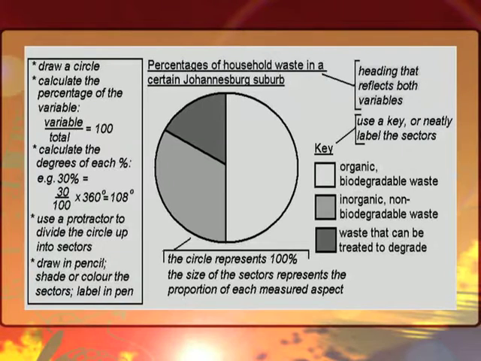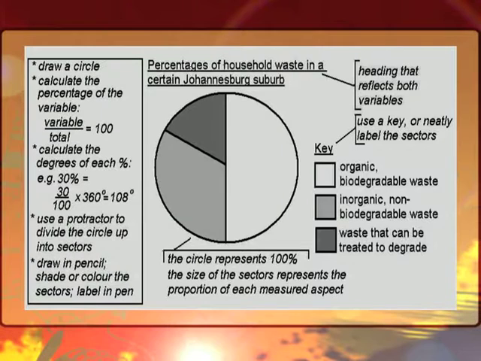Now, in order to draw a pie chart, you need to make sure that your data is in percentages. If it is not, you need to convert it into percentages. In order to calculate the percentage of the variable, divide the variable amount by the total of that variable and multiply the answer by 100. That will give you the percentage value for that piece of data.